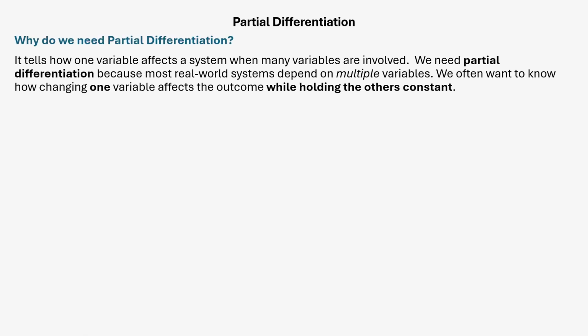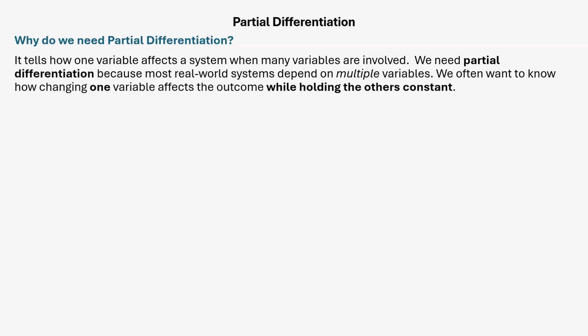So today we will try to discuss partial differentiation. There are two types of differentiation: ordinary differentiation, and the other one is partial differentiation. So the question is why we need to do it partially. It tells you how one variable affects a system when so many variables are included in a system.